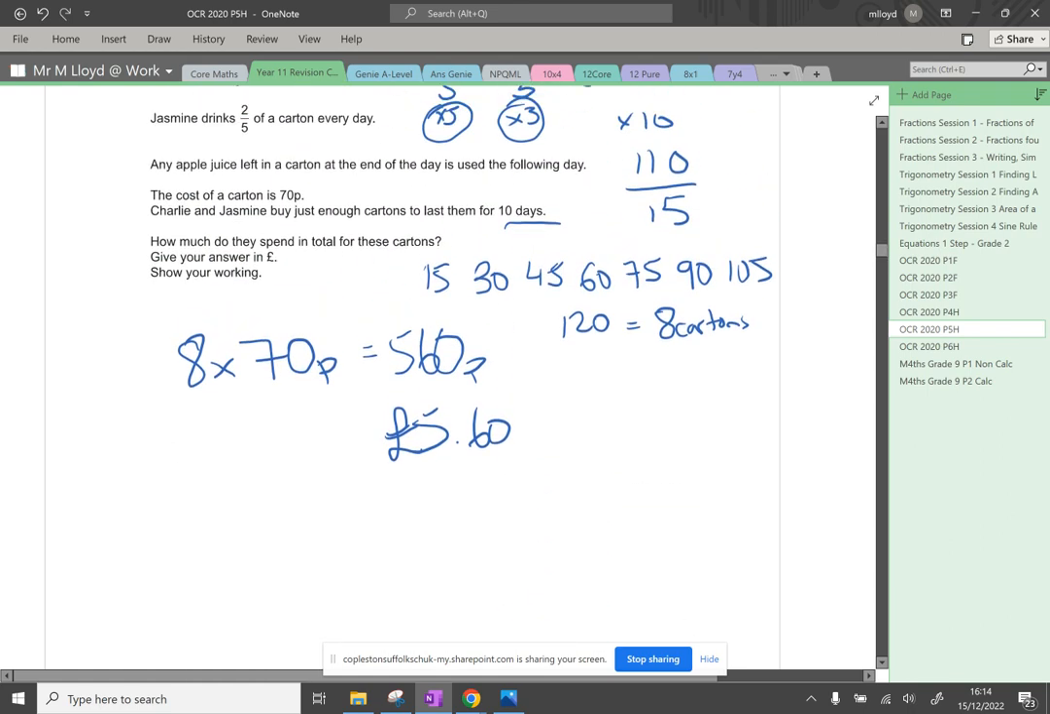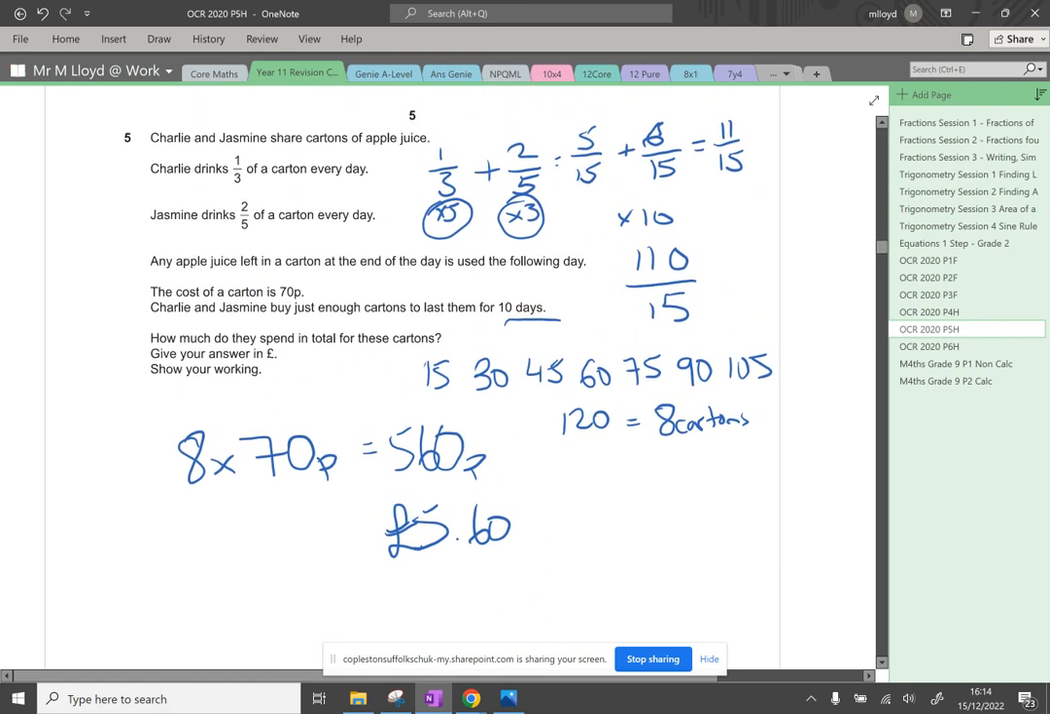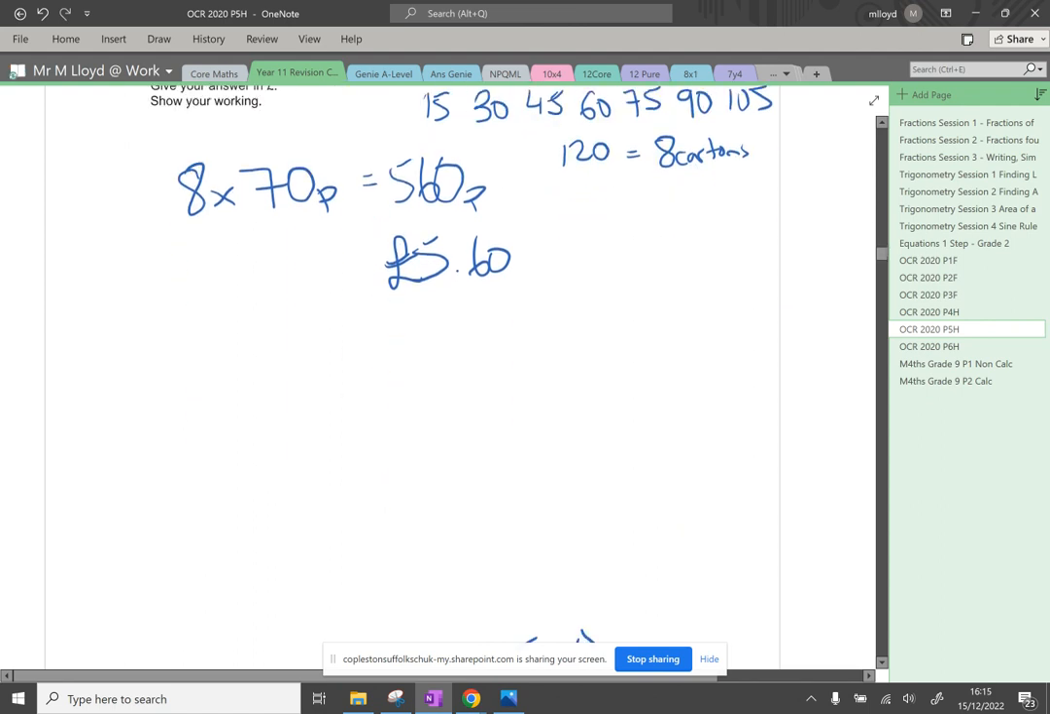£5.60. So check I've done everything right because that's 6 marks. So yeah, added them, multiplied by 10, divided, made sure I rounded up to 8, multiplied by 70p, and we're there, £5.60.